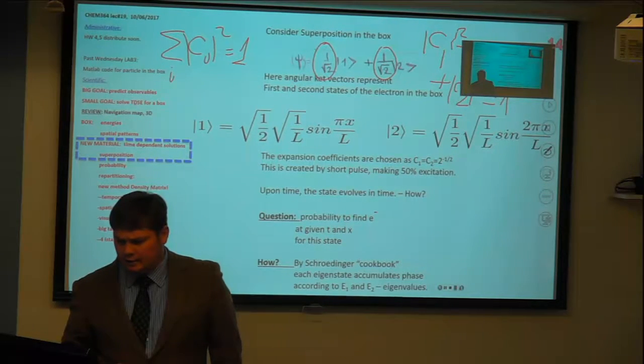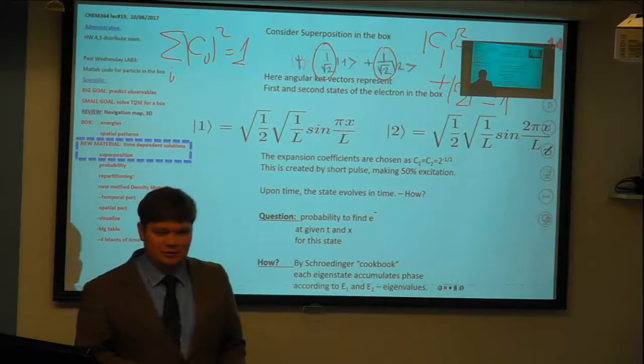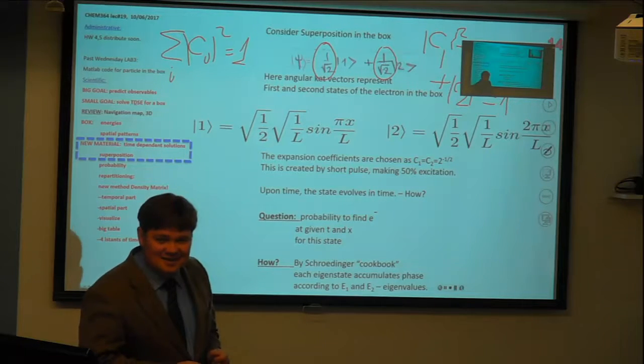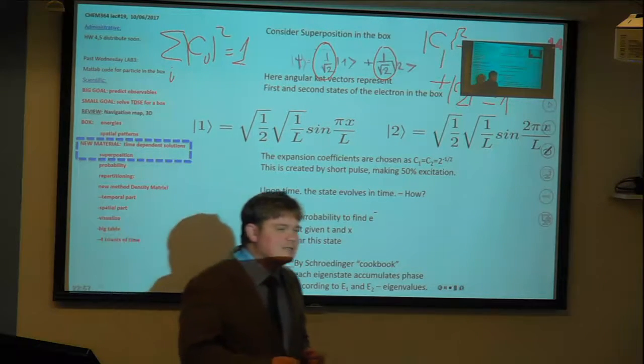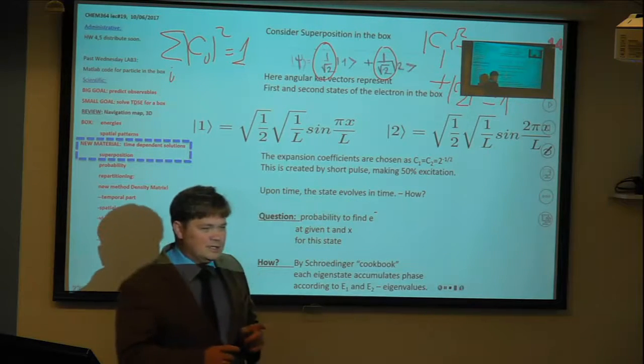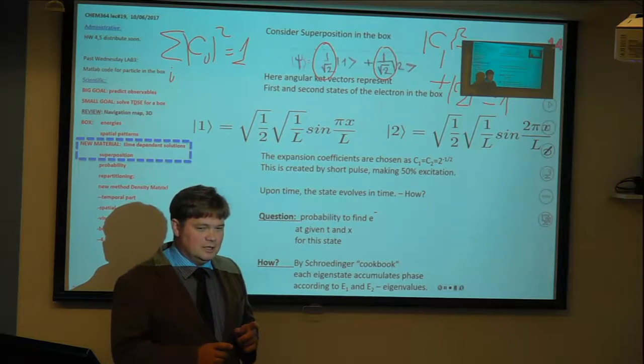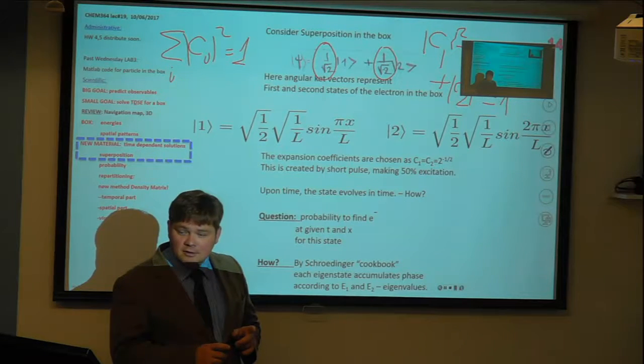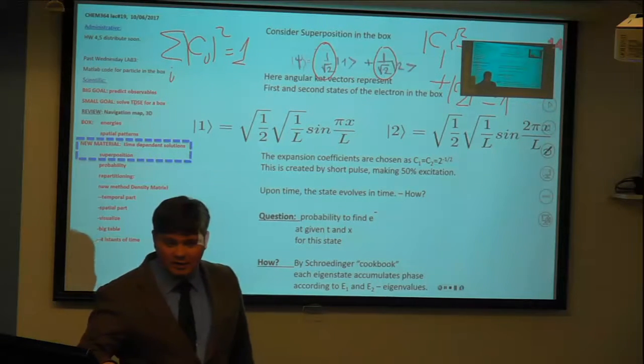Are you scared by this angular brackets? No, you're not scared because you're brave. And because Andrew? Yeah. Okay. He has introduced to all of us the Dirac notation, right?